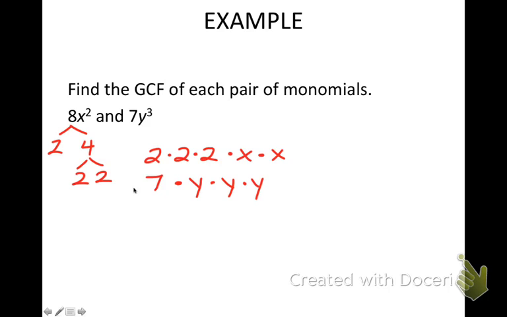Do I have any matches? You have to line them all up. Well, no, I don't have anything that lines up, do I? So if I don't have anything, the GCF is not 0. It's 1. Good.